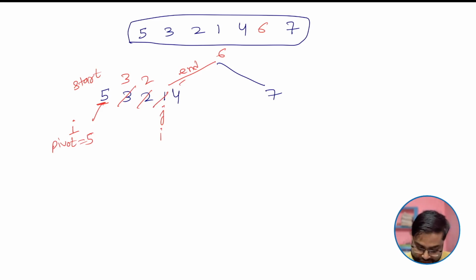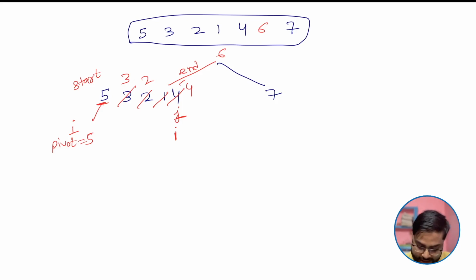Now I will move my j forward. Okay, so let's move it to here. So j is here. So compare 4. 4 is less than my pivot element? Yes, because 4 is less than 5, right? So first move i. What does it mean? It means that the correct position of 5 should be this one. Okay, now swap this. So I will swap this with 4.